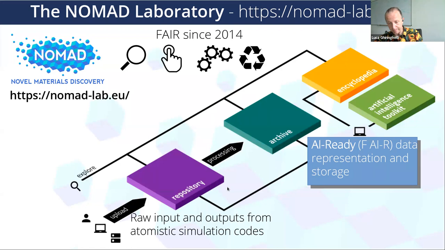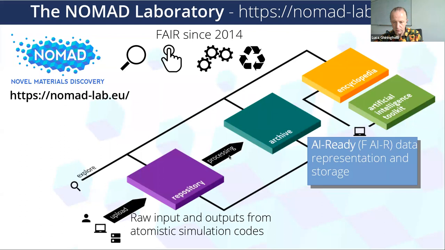The NOMAD laboratory infrastructure is a kind of diverse infrastructure in which we have mainly an archive of material science data, so far mostly or overwhelmingly computational material science data, but slowly we are introducing experimental data. The archive is fueled by what we call the repository. The idea is that people upload the raw input and output from atomistic simulation codes. When you go to experiment, it will be somewhat raw information from the experiments using electronic lab notebooks, but I won't go into these details today.